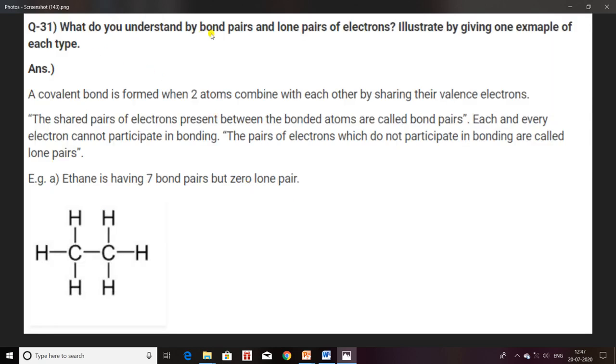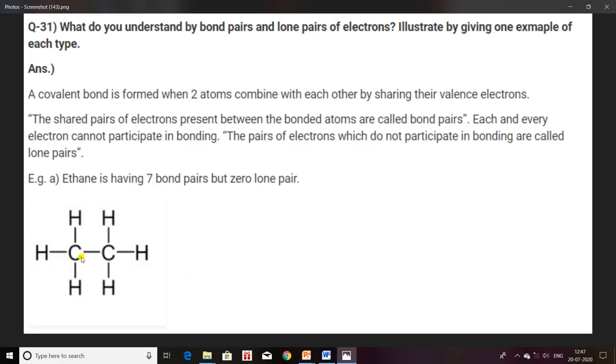Next question is, what do you understand by bond pairs and lone pairs of electrons? Illustrate by giving one example of each type. So bond pairs are those electrons which are involved in formation of bonds. Lone pairs are the electrons which are not participating in any bond formation. So non-bonding electrons are lone pairs. Now we will give some example.